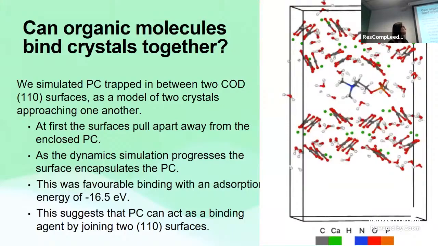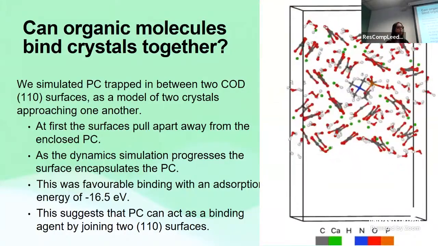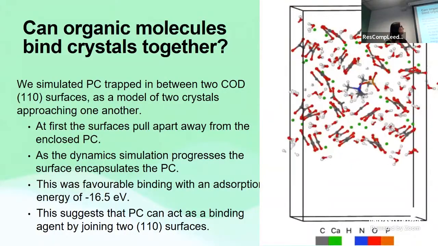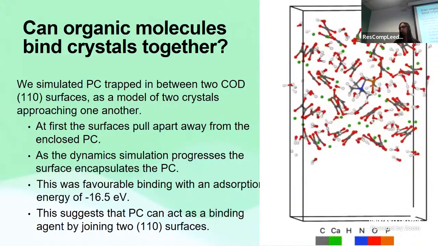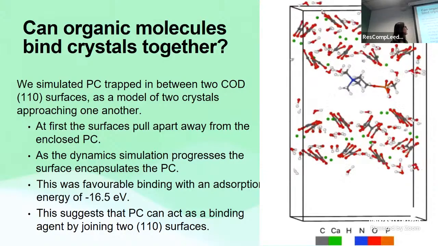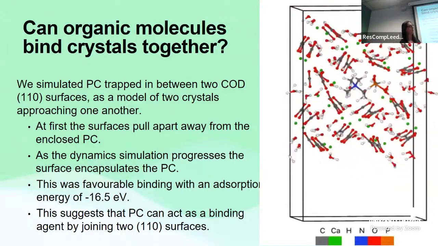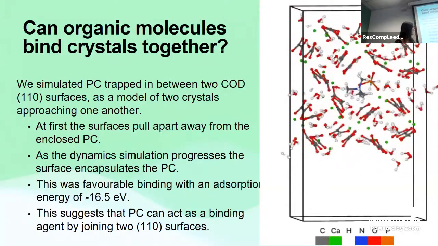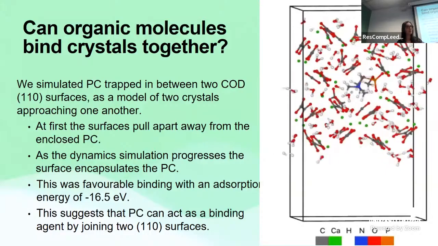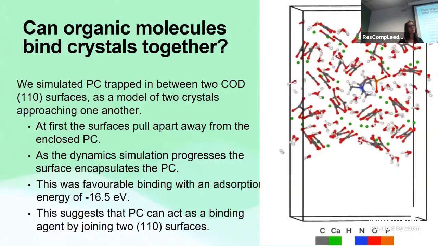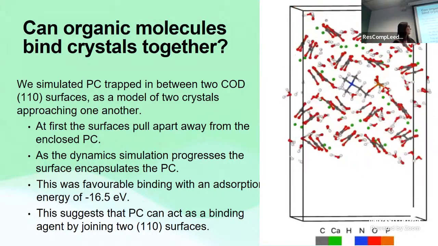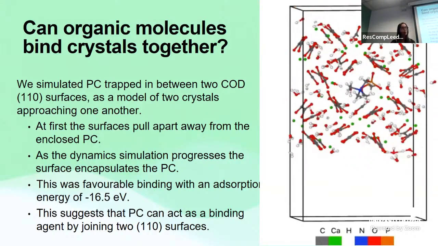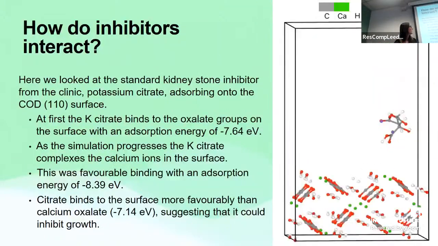So we placed this in a box with the two surfaces above and below. And what we found was the two surfaces actually fully encapsulated this phosphocholine molecule in the middle. And they actually attempted to redefine their crystallographic symmetry around this phosphocholine. And they did this with an absorption energy of -16.5 electron volts. This was much more favorable. And it can be suggested from this that the phosphocholine can in fact encourage kidney stones to grow.